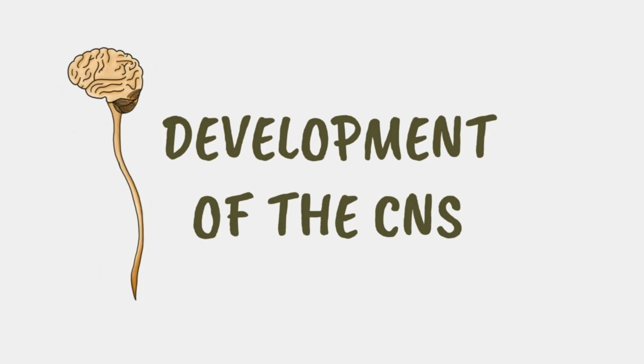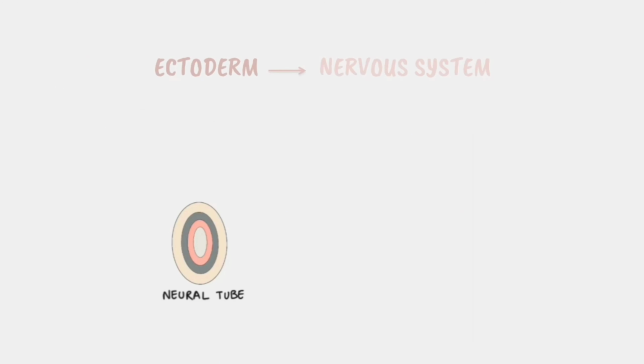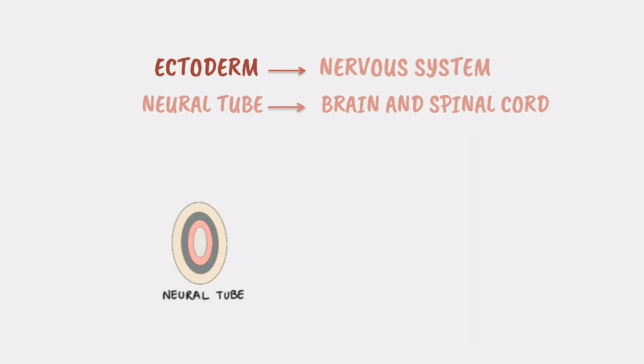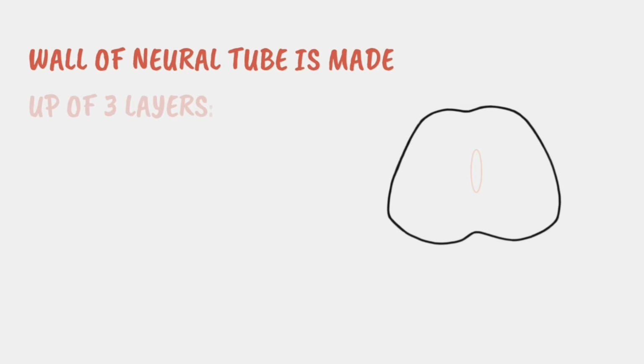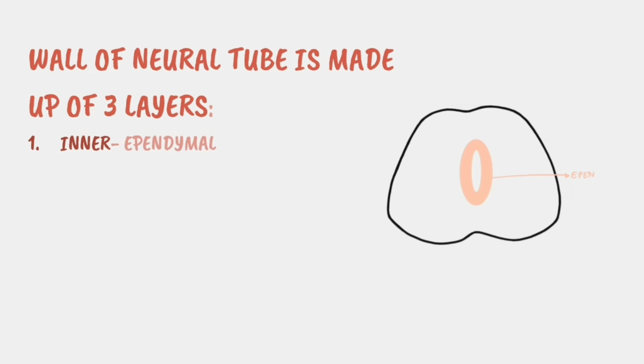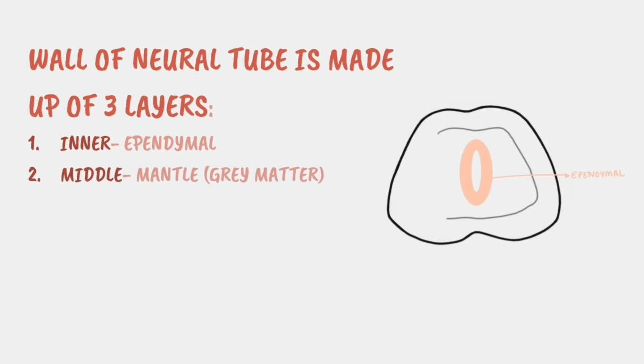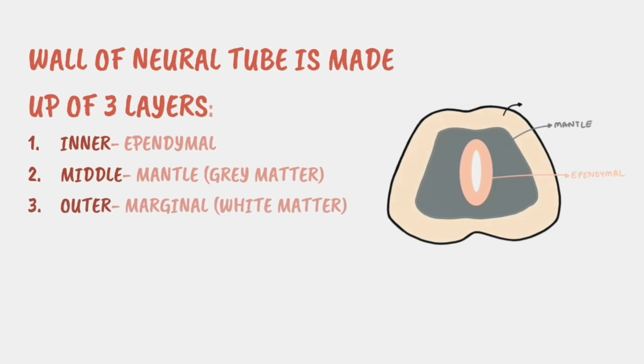To understand the functional components, first we need to study the development of the central nervous system in brief. As we all know, almost whole of the nervous system is derived from ectoderm. During embryonic stage, there is formation of a structure called as neural tube that later forms the brain and spinal cord. The wall of neural tube is made up of three layers: inner ependymal, middle mantle which forms the grey matter, and outer marginal which forms the white matter.